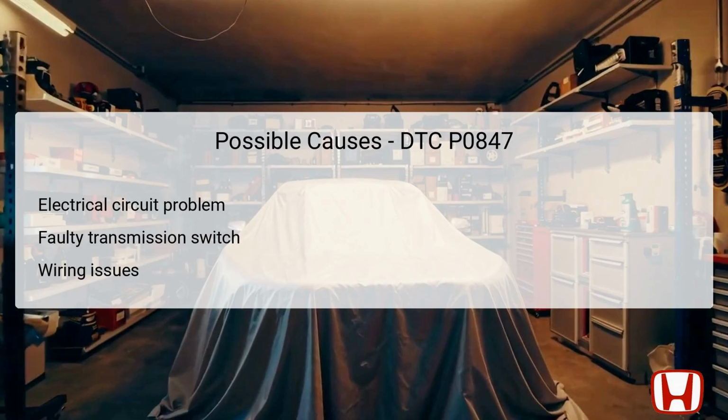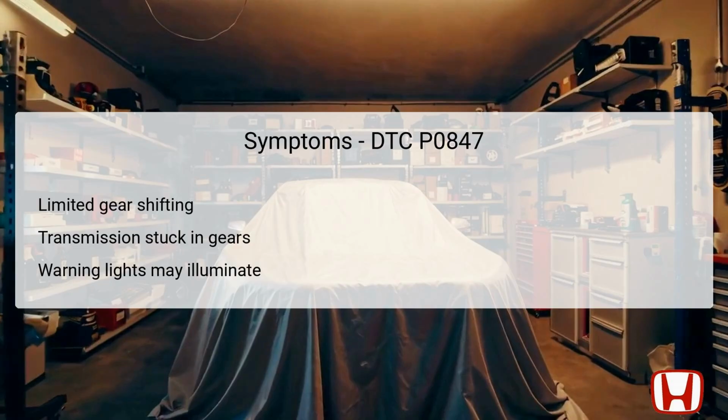Common symptoms associated with DTC P0847 include limited gear shifting capabilities, the transmission being stuck in either third or sixth gear, and the potential illumination of warning lights on the dashboard. When the transmission fluid pressure switch signals incorrectly, the PCM will engage the fail-safe mode to protect the vehicle's transmission, which may result in experiencing reduced performance while driving.